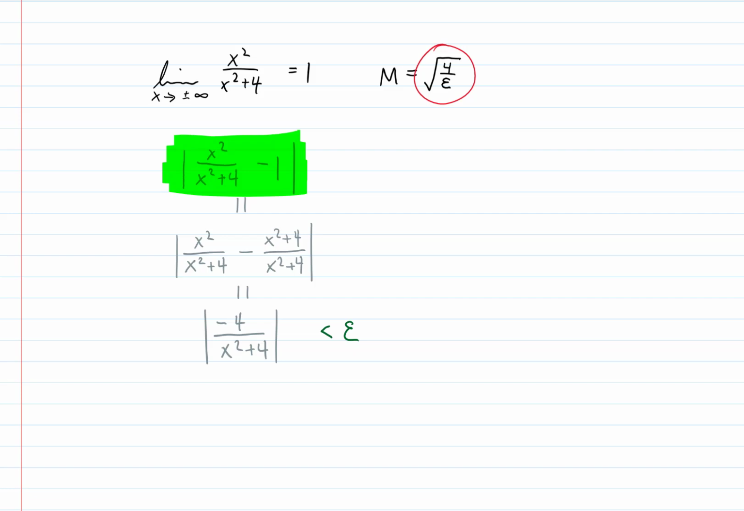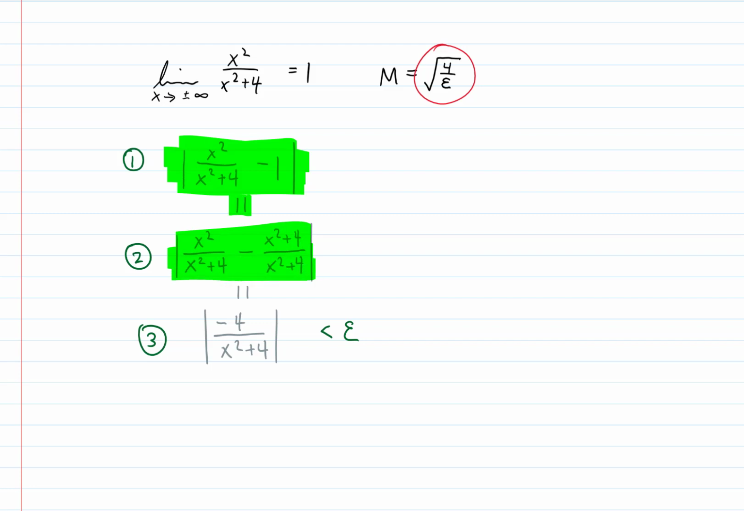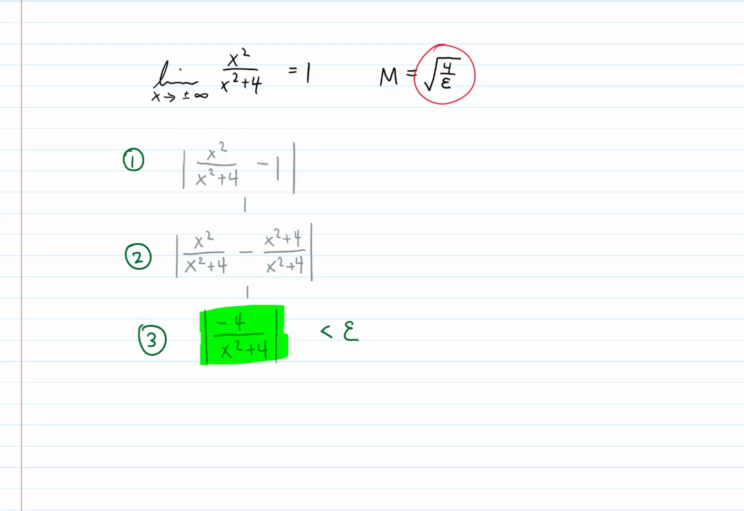Because the thing that I am concerned about up here, this thing here, let's number these. Let's number that as 1. Let's number this as 2. And let's number this as 3. Okay, so 1, I want that to be less than epsilon. But 1 equals 2, and 2 equals 3. So if I can make 3 less than epsilon, then that will make 1 be less than epsilon. All right, going to keep doing the same sort of thing.